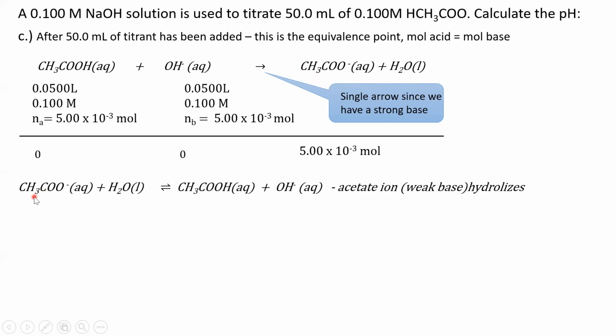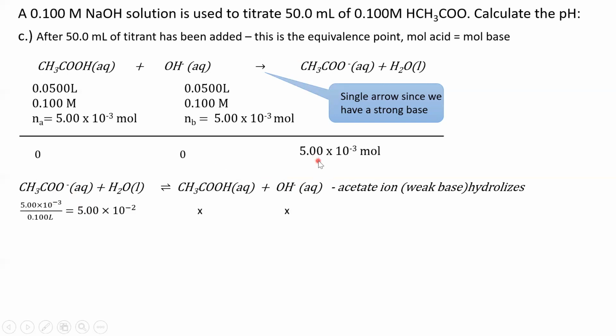Well, the acetate will react with the water. In this case, the water is going to act like the acid, so the hydrogen ion is going to go in this direction. We're going to produce acetic acid and hydroxide. Well, now we have something in solution that's going to enable us to calculate the pH because we've got the hydroxide. So we're looking at essentially a weak base equilibrium.